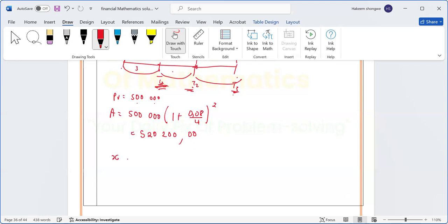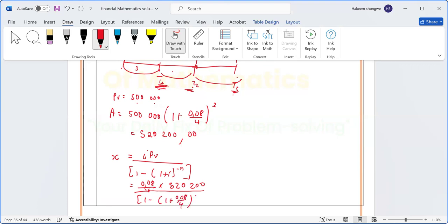What are we looking for? We're looking for the quarterly installment, using the present value formula. It says P equals i PV all over 1 minus (1 plus i) to the power of minus n, close bracket. If you continue with this, you are going to have 0.08 divided by 4, multiplied by 520,200, all over 1 minus (1 plus 0.08 divided by 4) to the power of minus n.